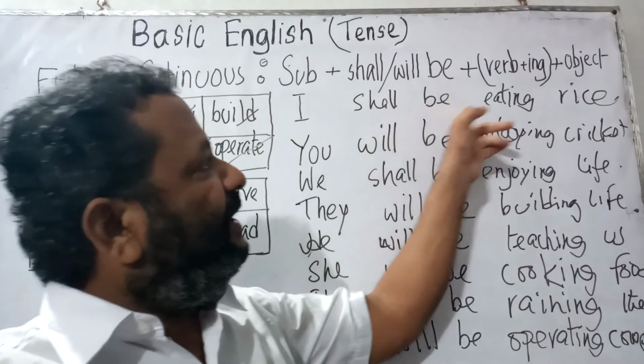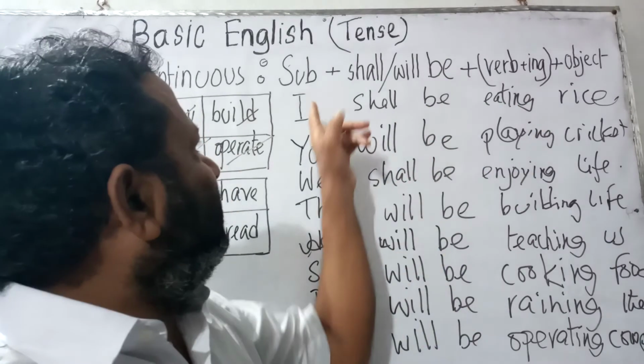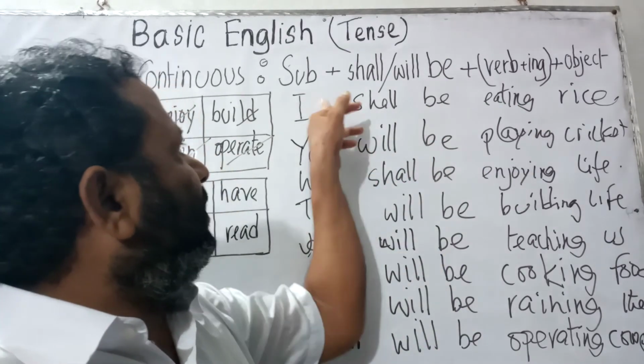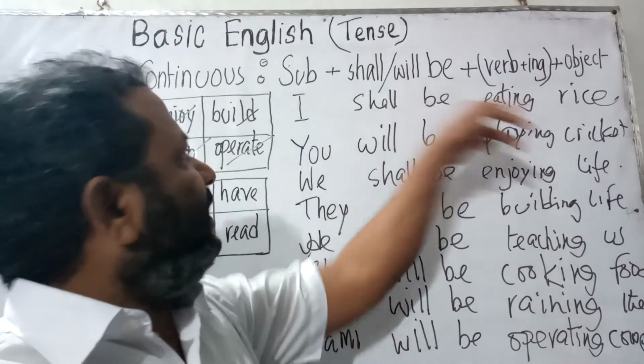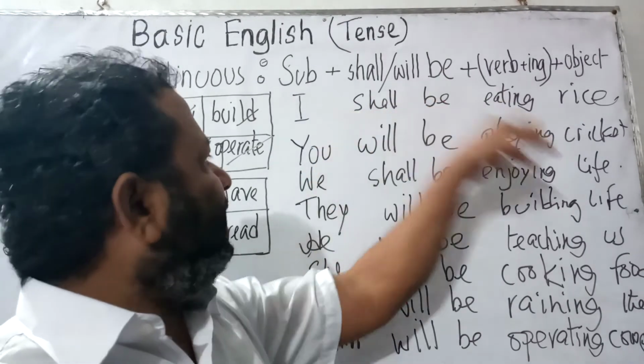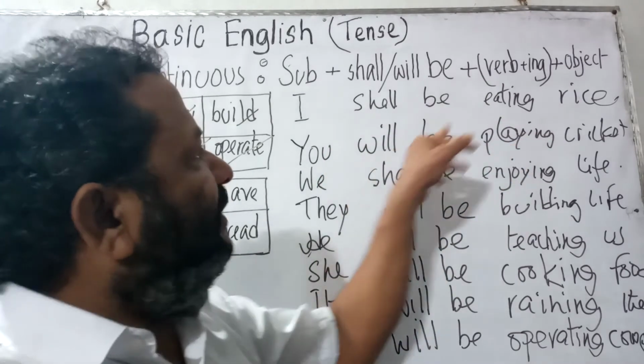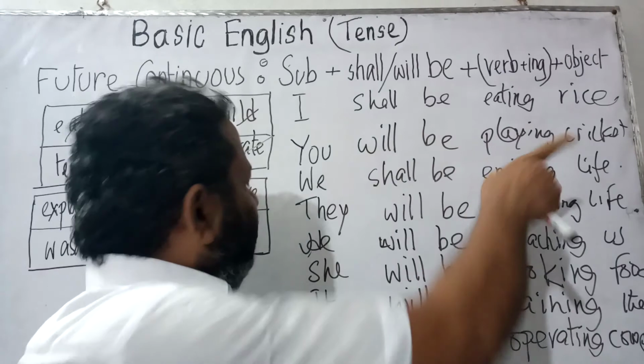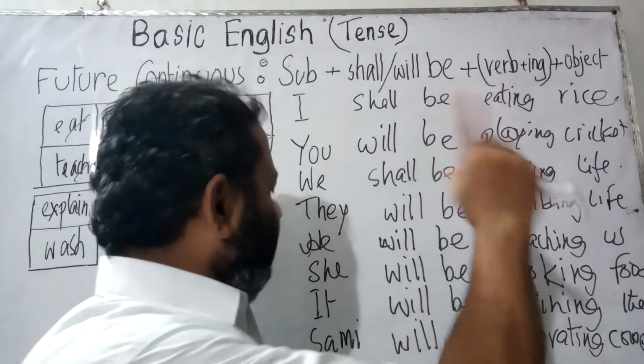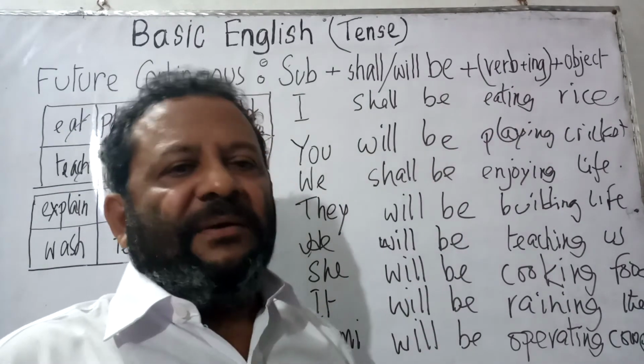I shall be eating rice. Now, instead of I, here I can use you. You will be eating rice. We shall be eating rice. They will be eating rice. He will be eating rice. She will be eating rice. It will be eating rice. Sami will be eating rice.